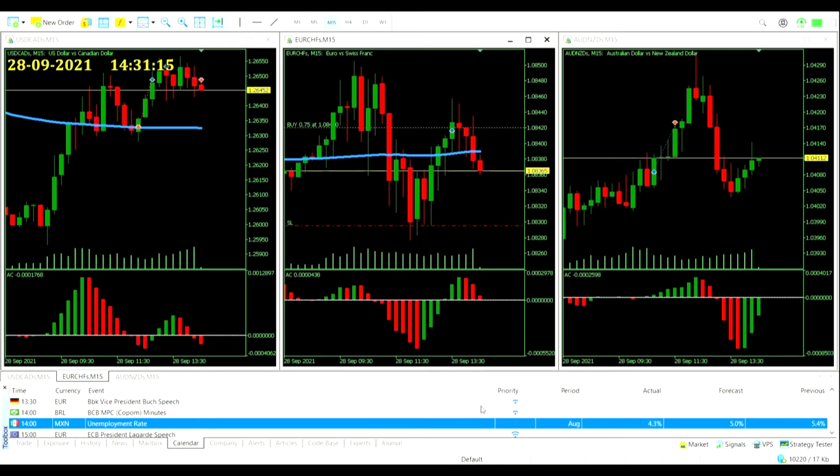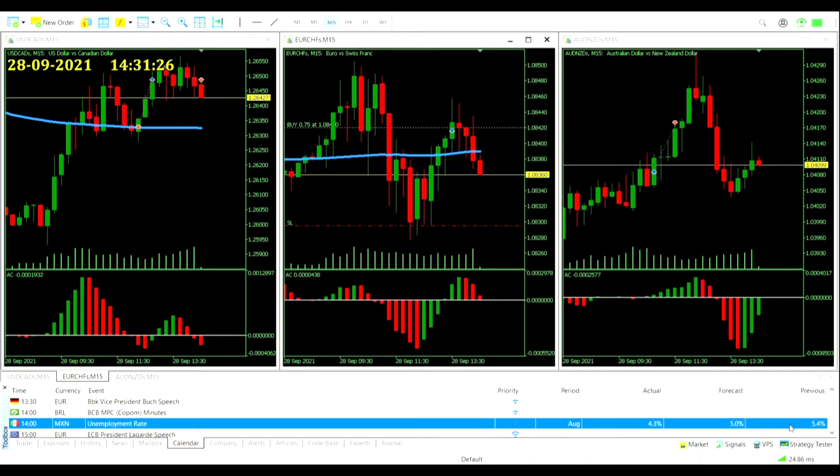Finally, we did see the Mexican peso unemployment rate come through. They had a 4.3% actual against a 5% forecast and a 5.4% previous. Good growth for them. I'll be pleased to get that unemployment rate down.